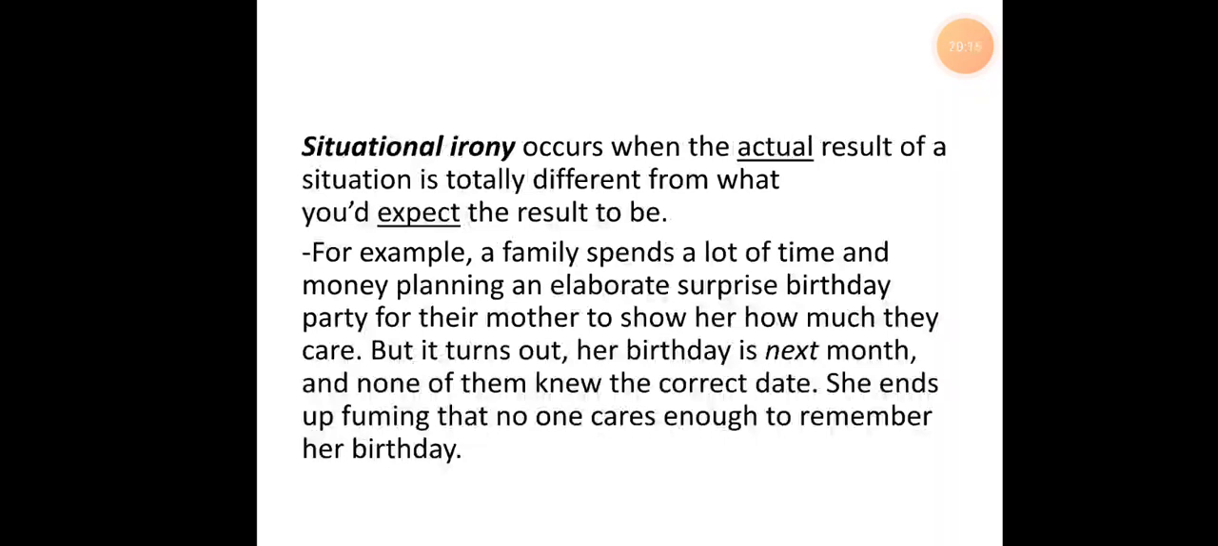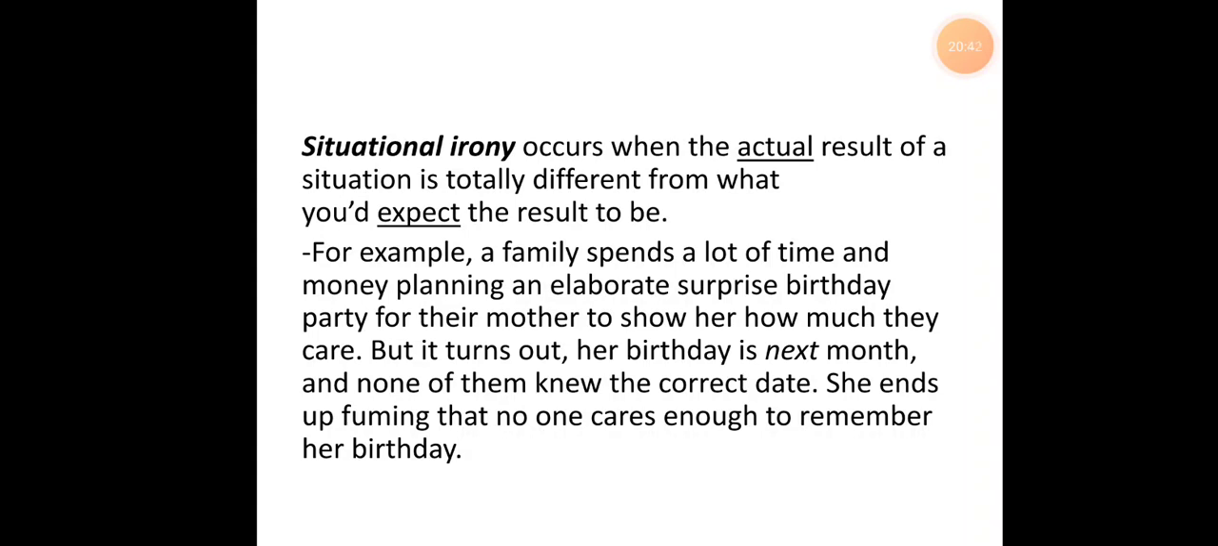Okay, now let's come to the situational irony, which is more complicated actually. It occurs when the actual result of a situation is totally different from what you would expect the result to be. For example, a family spends a lot of time and money planning an elaborate surprise birthday party for their mother to show her how much they care.